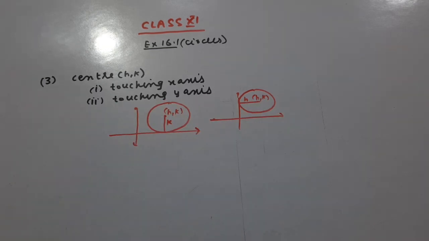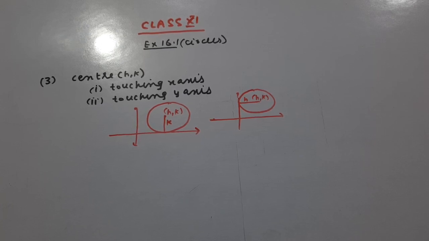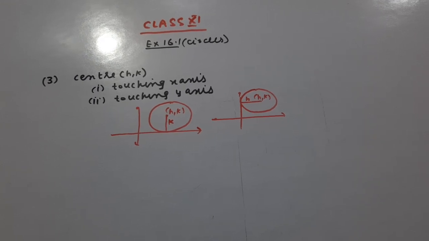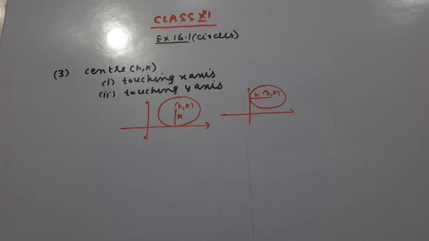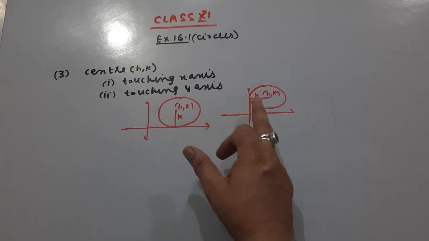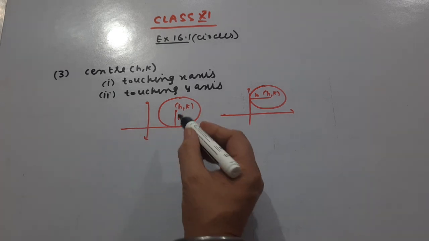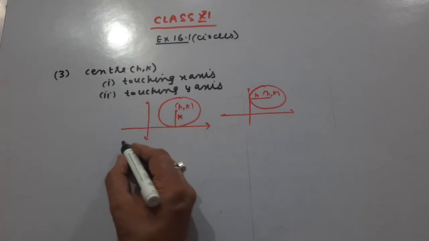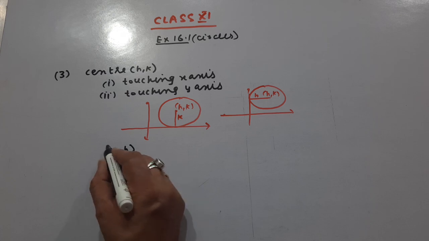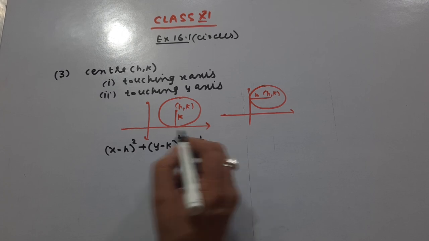So keep this point in your mind: when a circle touches the x-axis, then radius is equal to the y coordinate, and when a circle touches the y-axis, then radius equals the x coordinate. Now the equation of the circle will be, center is (h, k) and radius is k, so the equation will be (x minus h) whole square plus (y minus k) whole square equal to k square, like this.